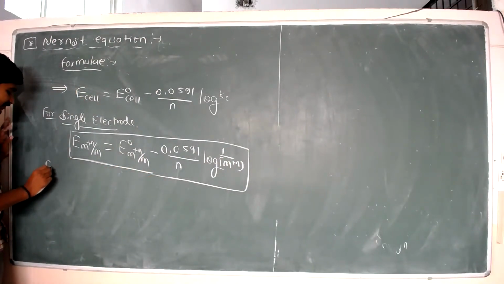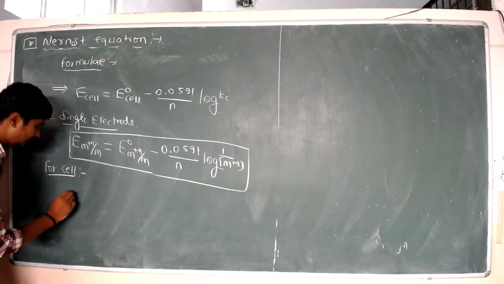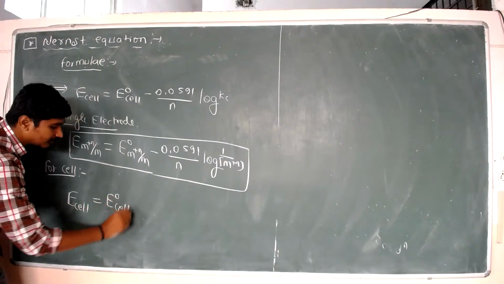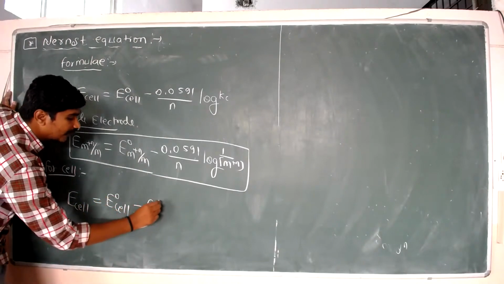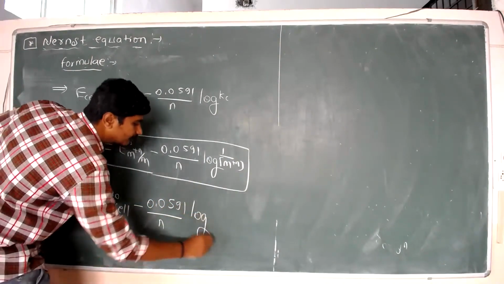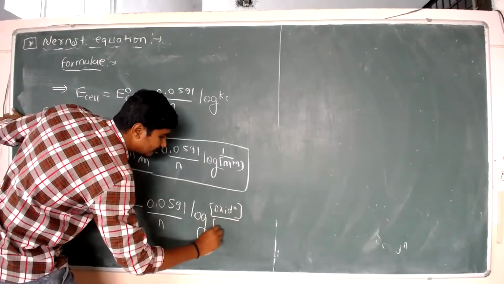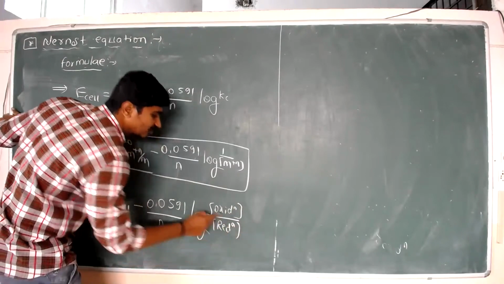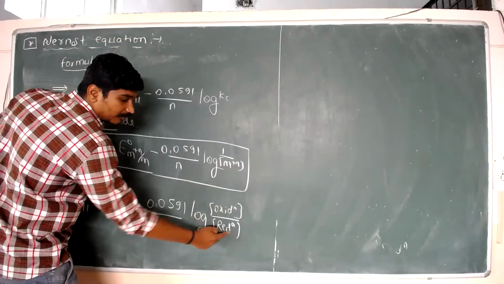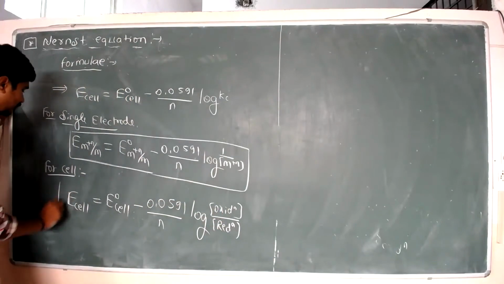For the complete cell, what is the Nernst equation? For cell potential or for the complete cell, what is the Nernst equation? E cell is equal to E naught of cell minus 0.0591 by n log of, here I am writing oxidation by reduction. Just remember: the concentration of the metal ion which is undergoing oxidation divided by the concentration of the metal ion which is undergoing reduction. That is oxidation by reduction. This is for the complete cell.